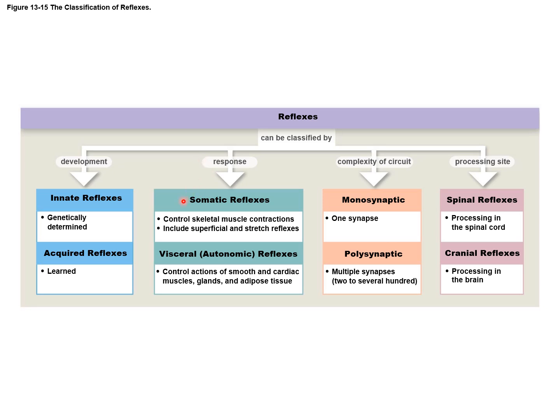Again, that response can either be somatic, going to skeletal muscle, or visceral, going to things like smooth muscle, cardiac muscle, a variety of glands. We can have monosynaptic reflexes, mono meaning one. There is only one synapse. Basically, the sensory neuron bringing the information in is going to synapse with the motor neuron carrying that information out. This is the quickest way to do it.